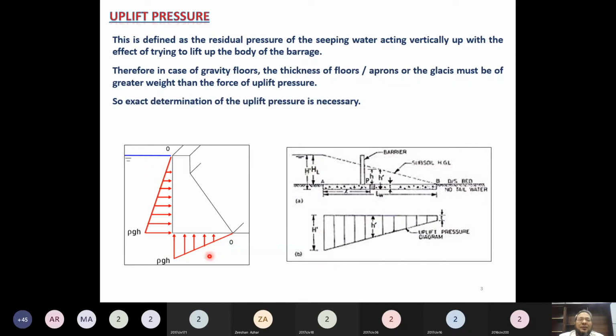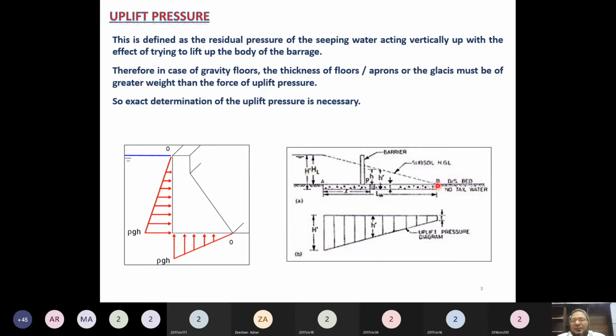Okay. Now, let's say this is a concrete floor of a hydraulic structure, maybe a barrage, and this is a barrier, and the depth of water is H dash. So how much would be the pressure at this point? That would be H dash into gamma. And how much would be the pressure head? That would be H dash.